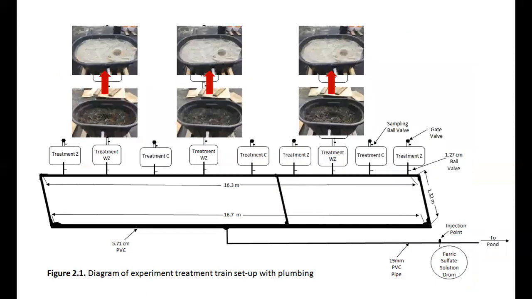Okay, there are 3 treatments. There's treatment Z, the zeolite treatment. Treatment C is the water-only control. And treatment WZ is 4 woodchip tanks followed by a zeolite tank, as shown in this image. There are 3 reps of each treatment.